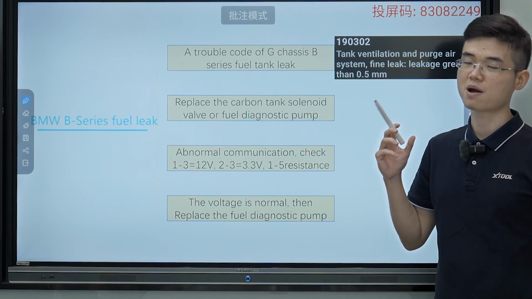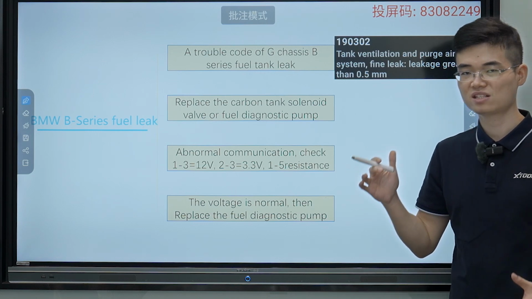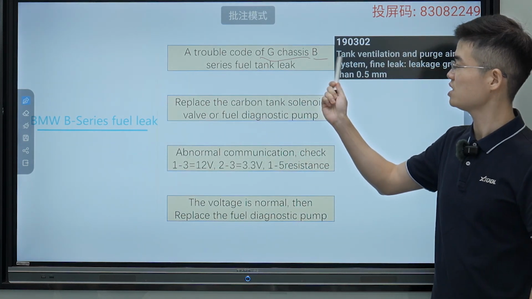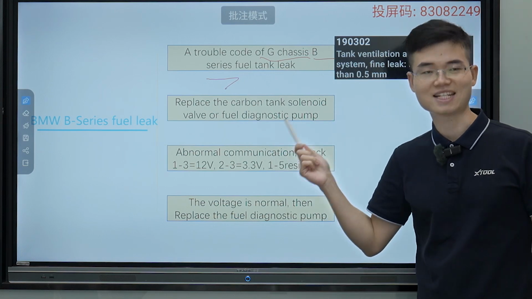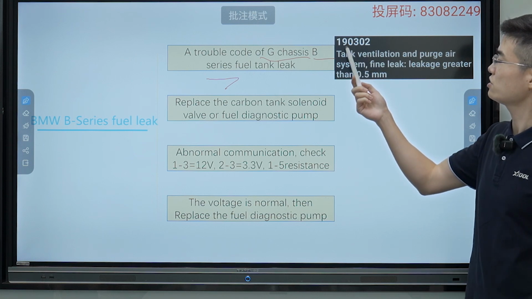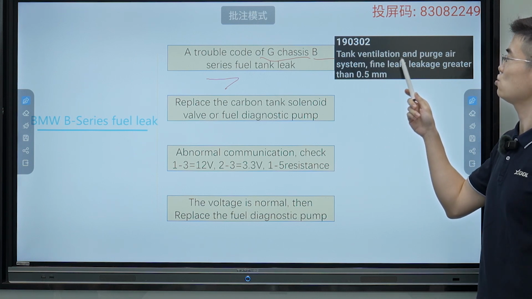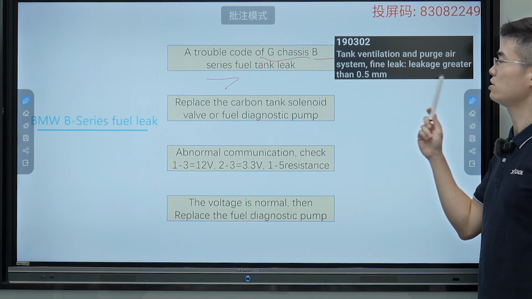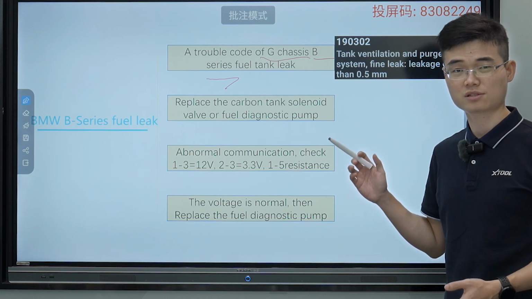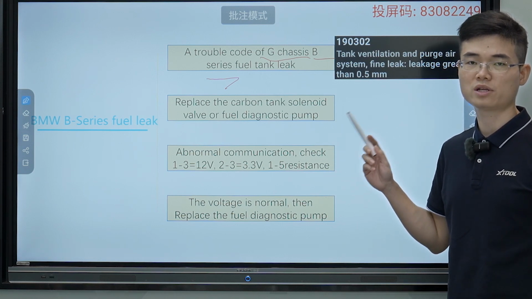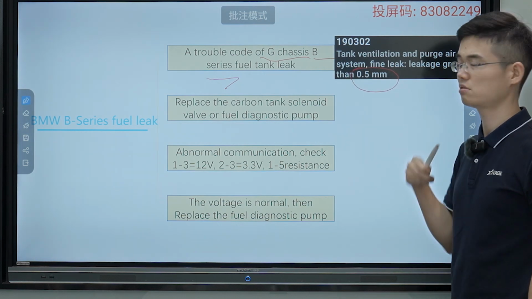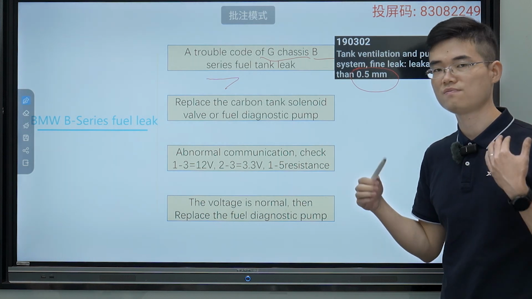Today we are going to talk about an easy misdiagnosis issue about the BMW G chassis B series engine fuel tank leak. First, let's focus on a specific trouble code, the 190302 tank ventilation and purge air system, leakage greater than 0.5 millimeters. Next, I will walk you through the entire detection process in detail, and it's very important to notice the suffix of the trouble code. That will affect our detection plan.